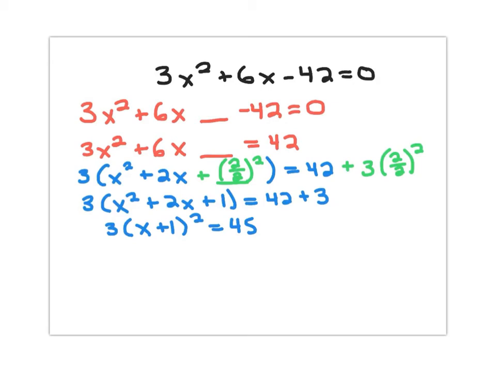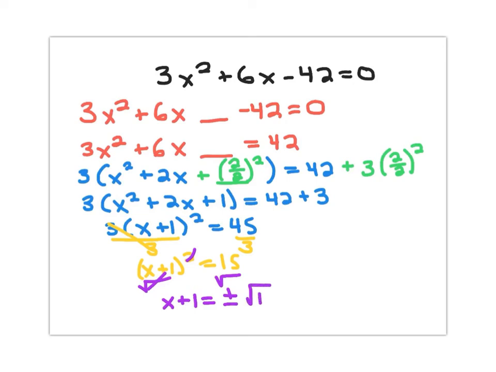Now it's time to go ahead and solve from this point on. So the first thing I'm going to undo is our multiplication by 3. So our inverse operation is to divide. That'll give us the quantity of x plus 1 squared equals 15. To undo the square, we're going to take the square root. So that'll result in x plus 1 equals the positive and negative square root of 15.